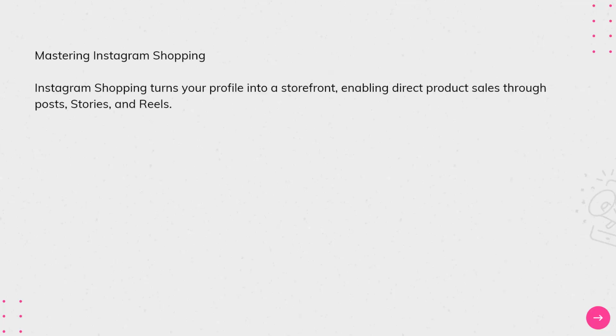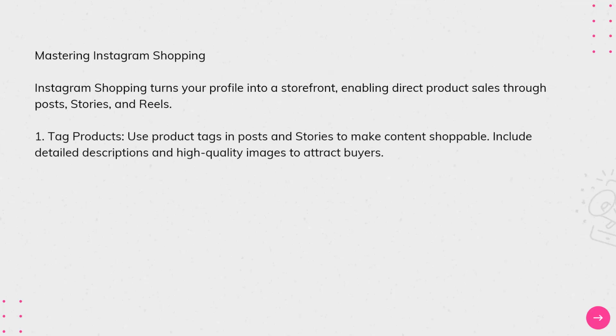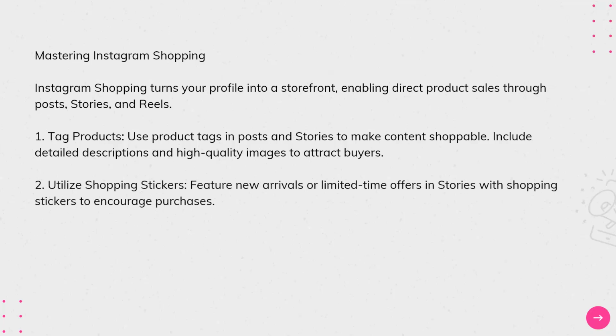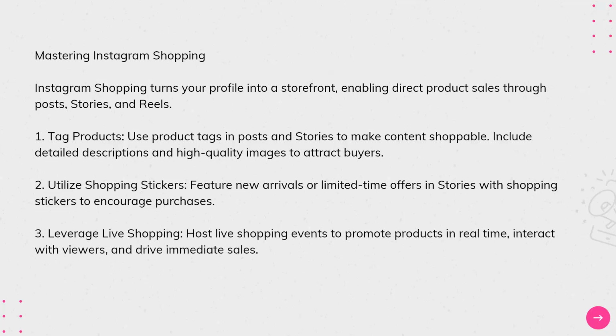Mastering Instagram shopping. Instagram shopping turns your profile into a storefront, enabling direct product sales through posts, stories, and reels. Tag products. Use product tags in posts and stories to make content shoppable. Include detailed descriptions and high-quality images to attract buyers. Utilize shopping stickers. Feature new arrivals or limited-time offers in stories with shopping stickers to encourage purchases. Leverage live shopping. Host live shopping events to promote products in real time, interact with viewers, and drive immediate sales.